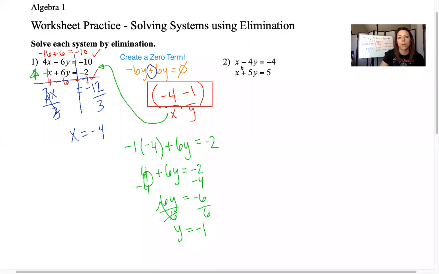All right, let's take a look at our second one here. Again, we're trying to create a 0 term. And to do that, we need either equal terms or opposite terms. Are my x's on top of x's, y's on top of y's, equal sign, constant, constant? Yes. So here we go.